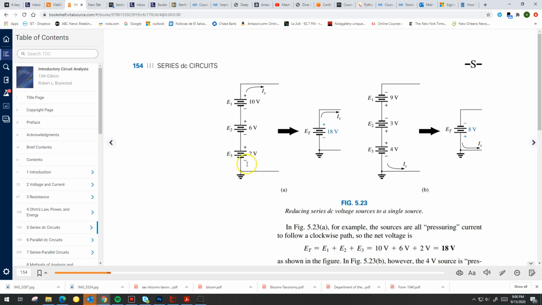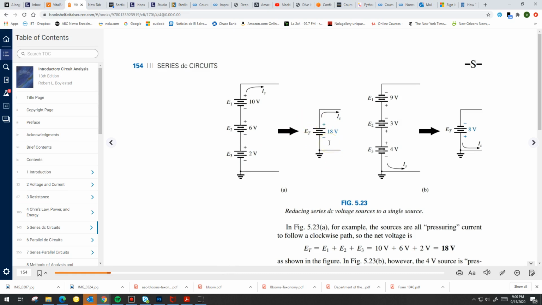The same idea here. As I go from the bottom to the top, you gain 2 volts in this direction, then you gain 6 volts in that direction, then you gain 10 volts in that direction. So the total gain is 18 volts, see? So these 3 batteries connected in series are equivalent to this single 18-volt battery with the polarity as shown.